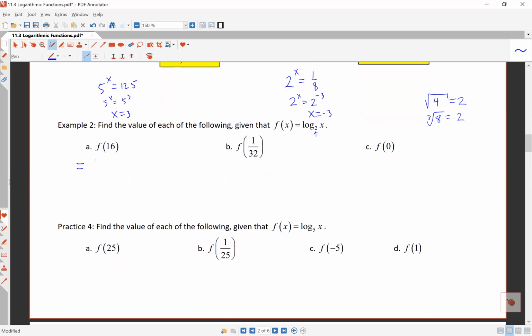F of 16 is the log base 2, where we see x is next to that, so log base 2 of 16. So in your head, you need to be thinking, what would you raise 2 to? What power on 2 gives us 16? So 2 to the 4th power is 16, giving us f of 16 is 4.